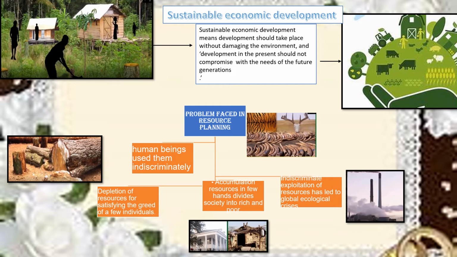Means they use the wood of the forest for the present development, for their own development, and by planting trees, they don't affect the environment, and also the future generation are not affected. So sustainable economic development means development that takes place without damaging the environment, and development in the present is not compromised with the need of the future generation.